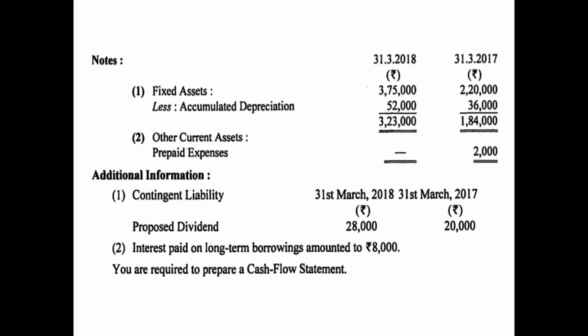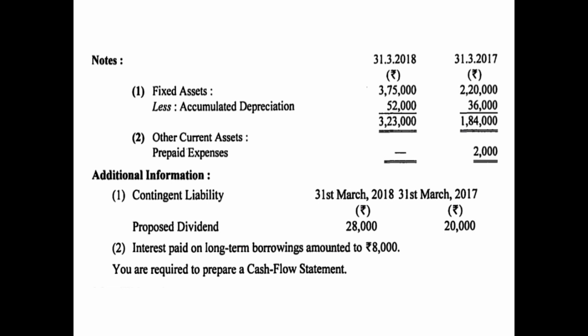So it is interest paid, it will be a cash outflow, it will be shown under the financing activities as a deduction, and also it will be added back to the net profit before tax while calculating the non-cash and non-operating items under the operating activities. And the same we'll do with the amount of depreciation for the year, calculated by preparing the accumulated depreciation account.